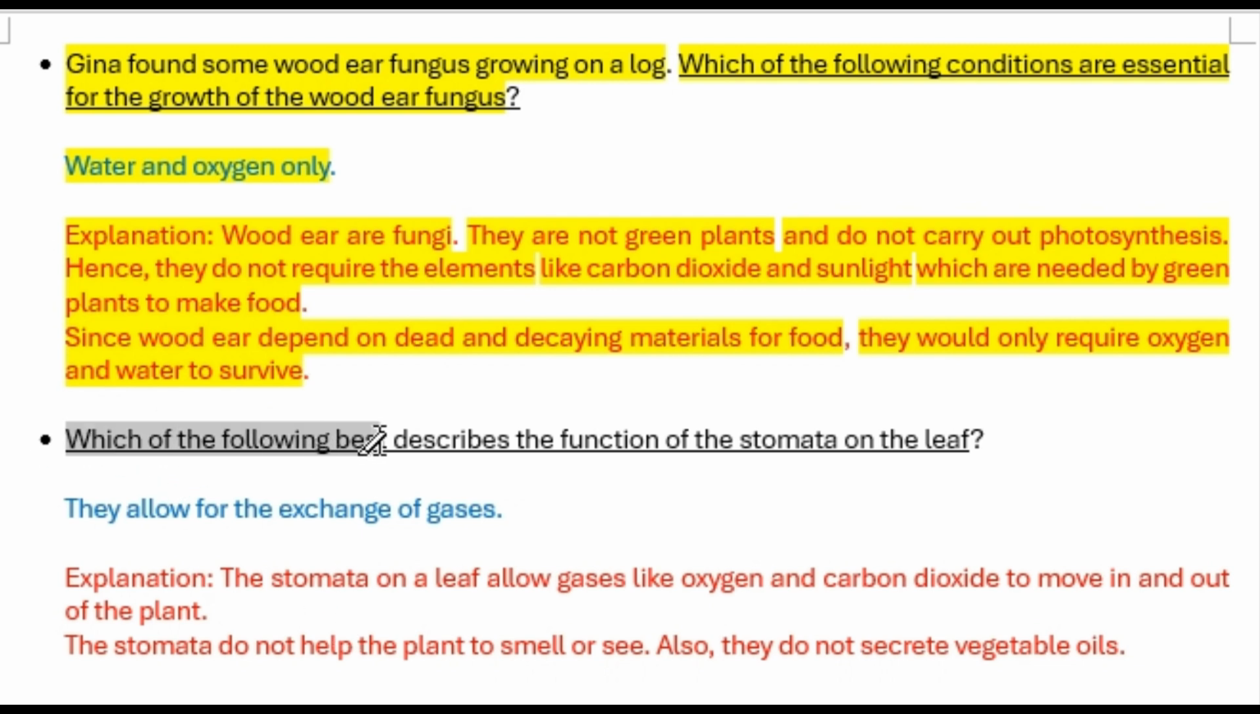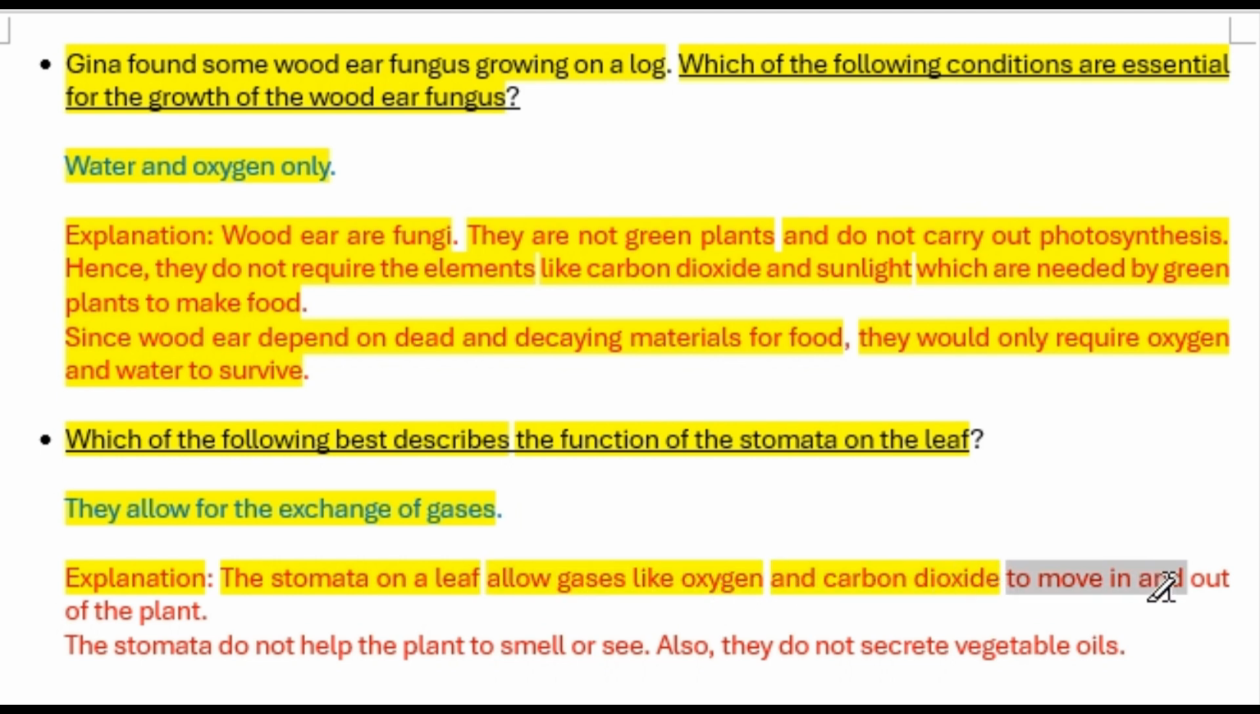Which of the following best describes the function of the stomata on the leaf? They allow for the exchange of gases. Explanation: the stomata on a leaf allow gases like oxygen and carbon dioxide to move in and out of the plant. The stomata do not help the plant to smell or see. Also, they do not secrete vegetable oils.